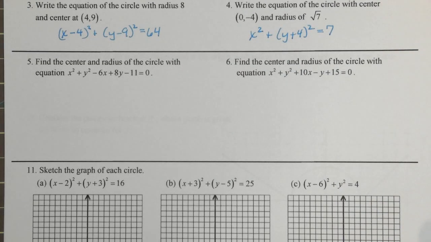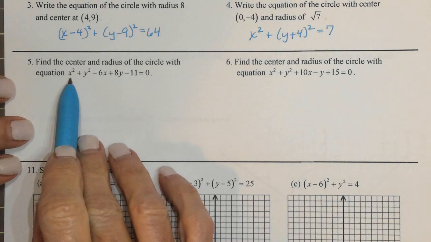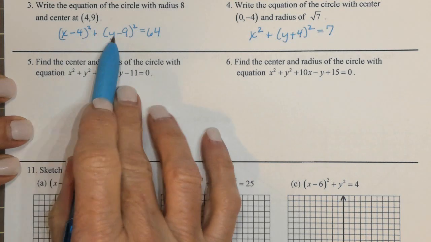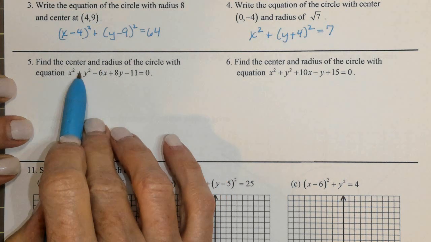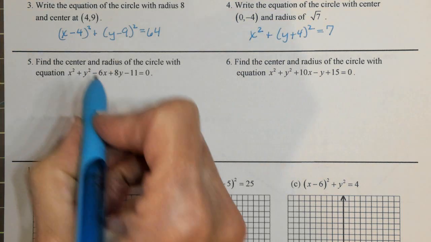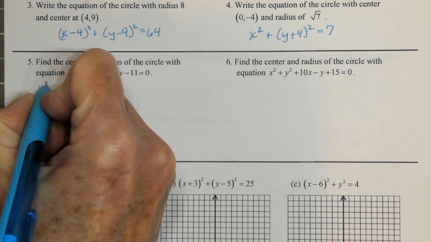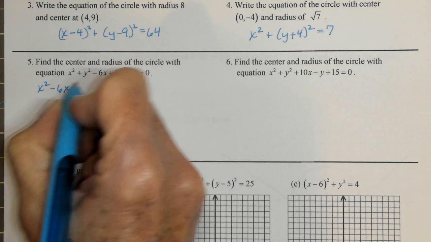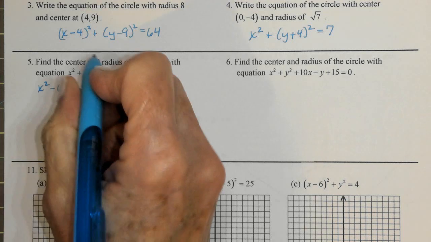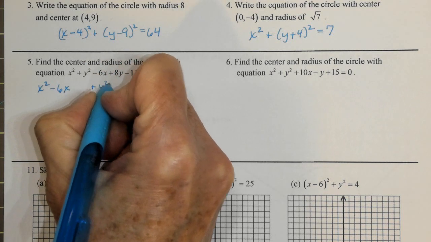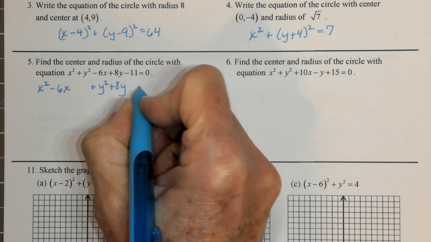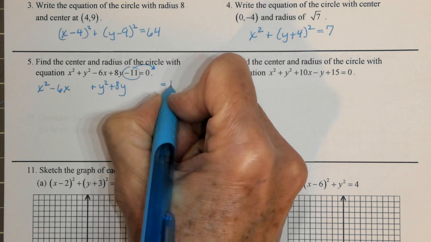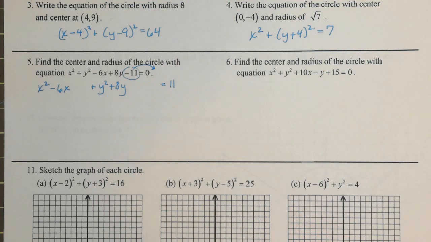Alright, if we are asked to find the center and radius of a circle in this form, we need to change this form to be that form. So we're going to begin by grouping our x's together and our y's together. So x squared minus 6x. Leave a space. We're going to complete the square on that. I'll explain why in a second. And then we're going to write our y's, leave a space, and then take the constant to the other side. So it'll be a positive 11 on that side.